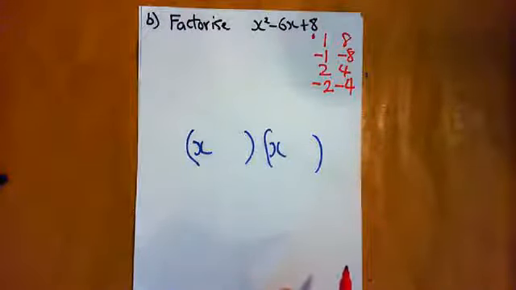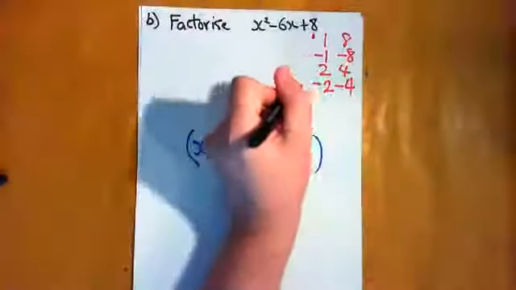Okay, so we need to find a pair that adds to minus 6. 1 plus 8 is 9. Nope. Minus 1 plus minus 8 is minus 9. Not what we want. 2 plus 4 is 6. Not quite negative 6, but it's looking on the right track. And minus 2 plus minus 4. Yep, that gives us minus 6.